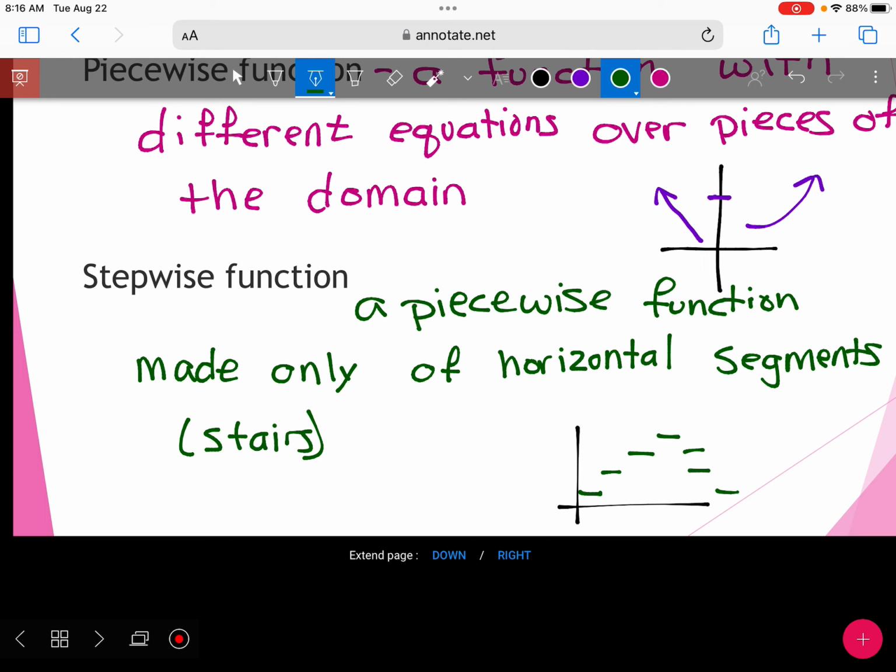So a piecewise function is just cut up into pieces. Stepwise is literally stairs. They can go up, they can go down, they can be all over the place. They can be crazy stairs, but they're stairs. I could stand on those and not fall over.